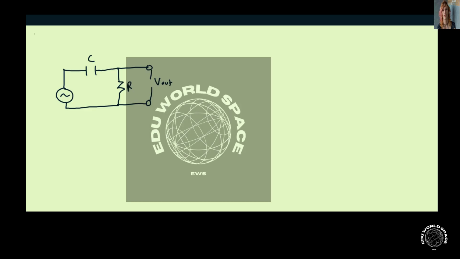We want to show that the voltage gain, which is equal to the voltage out over the voltage in, where the voltage in is provided by our power source, is equal to 2 pi times the frequency times the resistance times the capacitance.